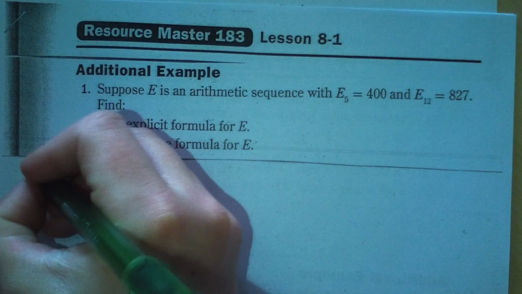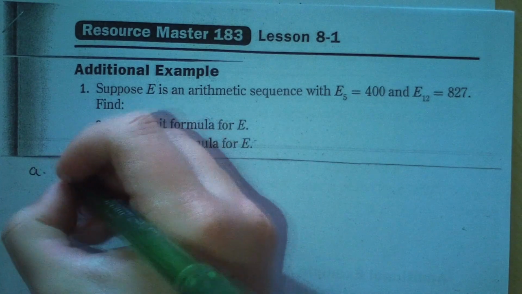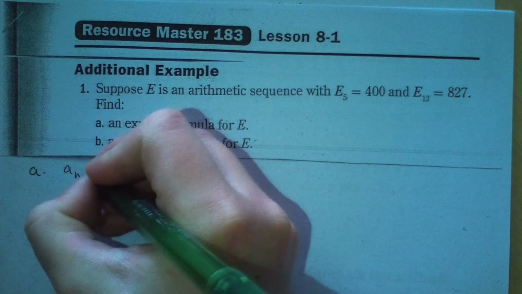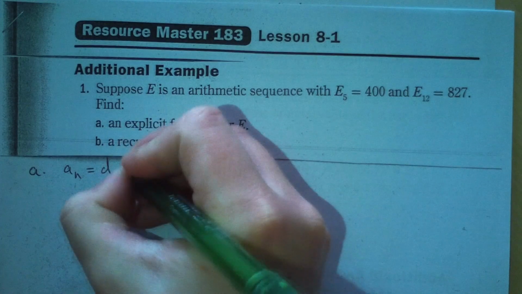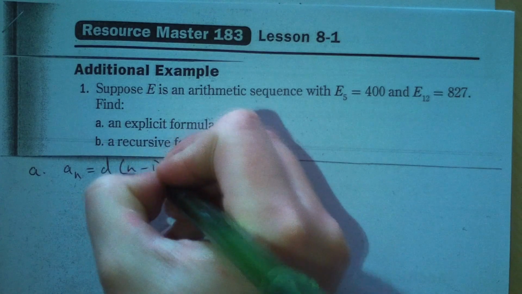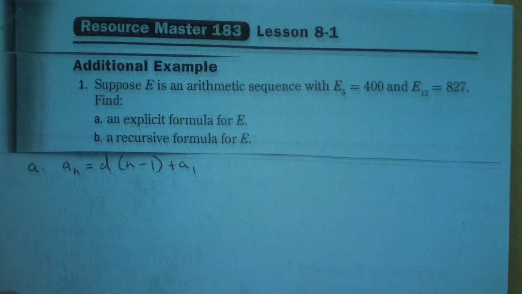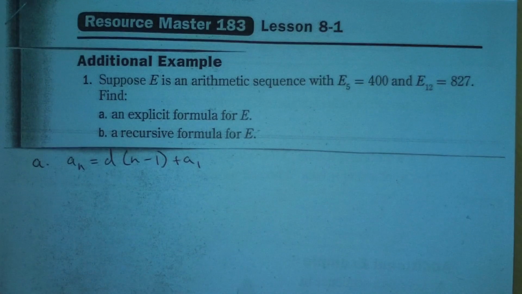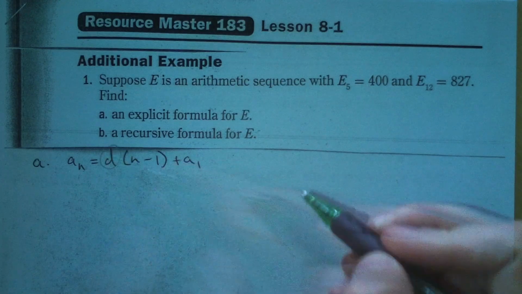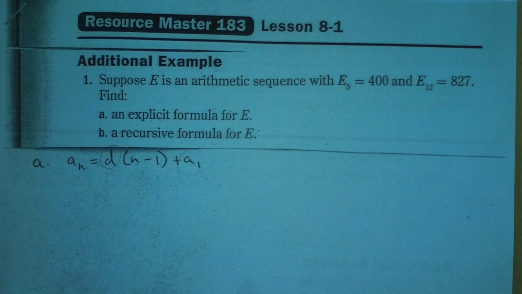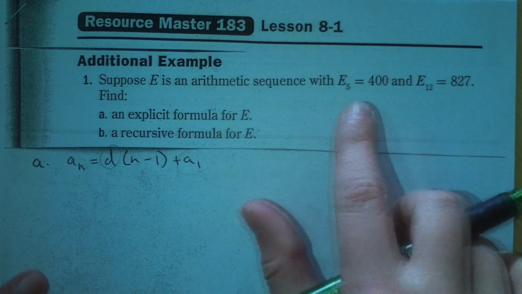To figure out what the D value is, you think of these like ordered pairs. If we were going to graph it, it would be n, comma A sub n, n being our term number, our position, and A sub n being the thing that gets kicked out. So if I turn these two things into ordered pairs, it would be 5 and 400, and then the other one, 12 and 827.